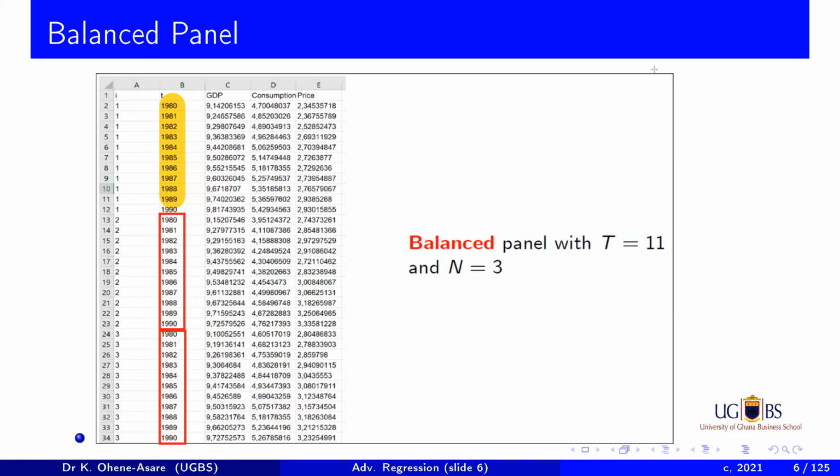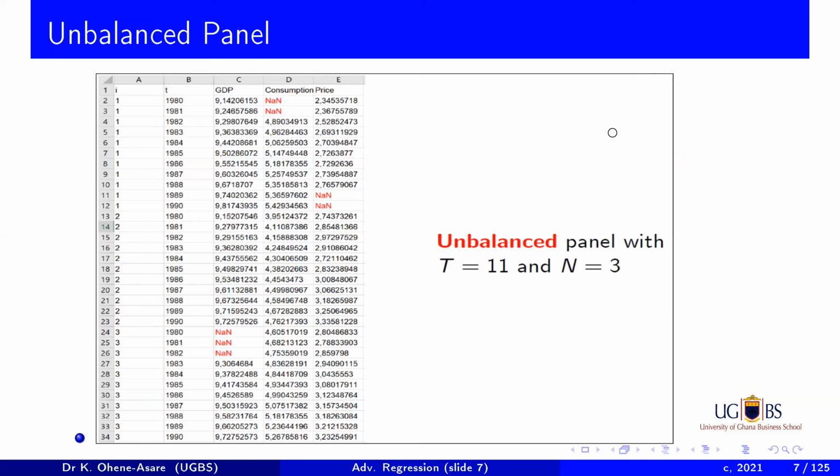33, exactly. 33, which means that the sample in this context, the number of firms are how many? 3 firms. Or in this case, if it is a country, the number of countries are 3 countries. And the time period is 11. And that is why we have 33. That's a balanced panel.